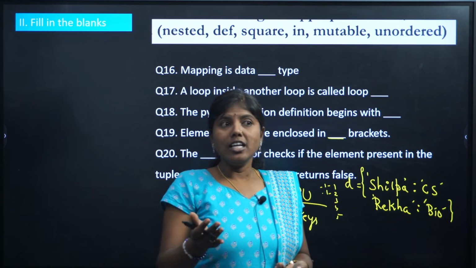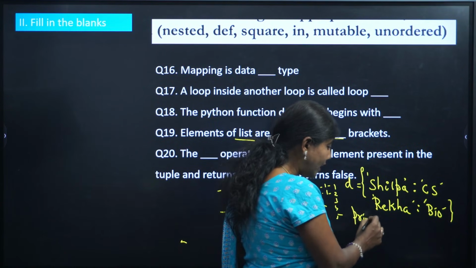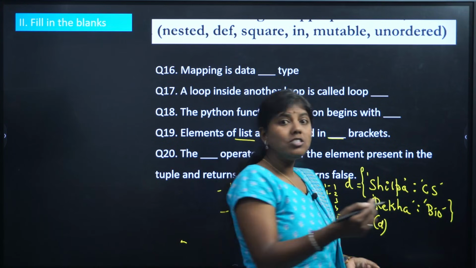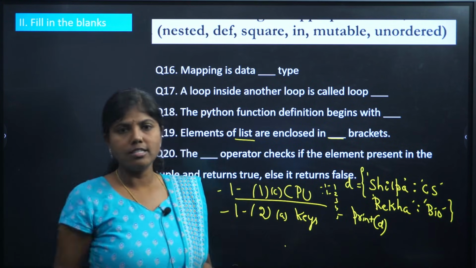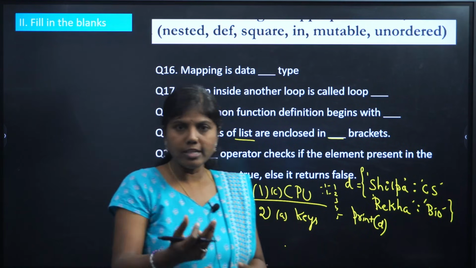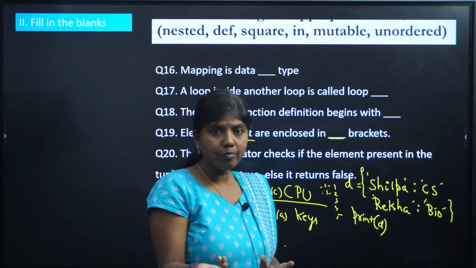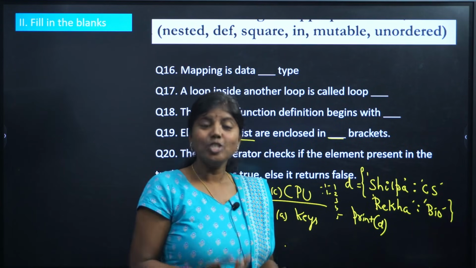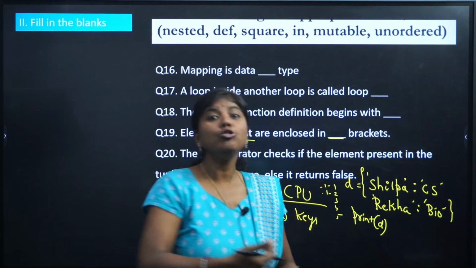Means you may get, when you're printing, for example print D. When I give print D, it means that you will get Rekha first, bio and then CS. Okay, first bio and then CS. Or Shilpa and then Rekha. So whatever it is, the way you've entered, you need not get it in the same way.